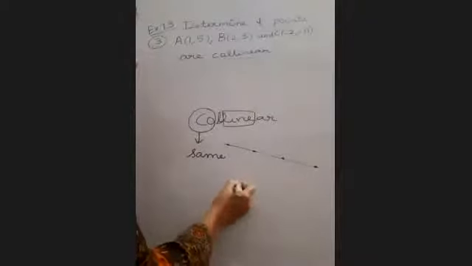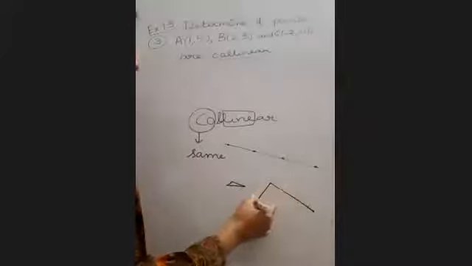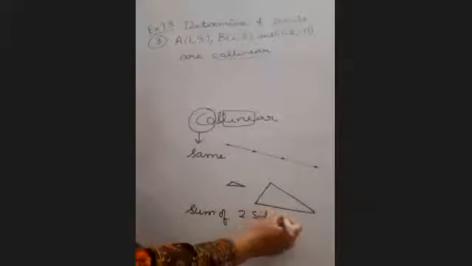If 3 points are not on the same line, what do they form? Any 3 points which are non-collinear will form what shape? A polygon, and the polygon formed by 3 points is a triangle. And what is the property of a triangle? In a triangle, the sum of 2 sides has to be greater than the third side.